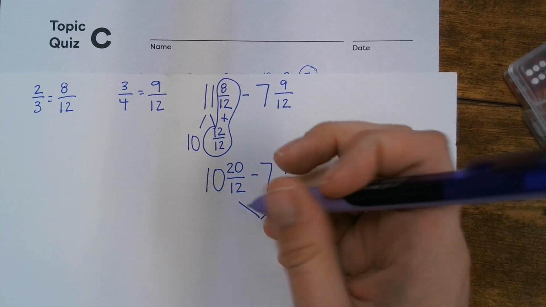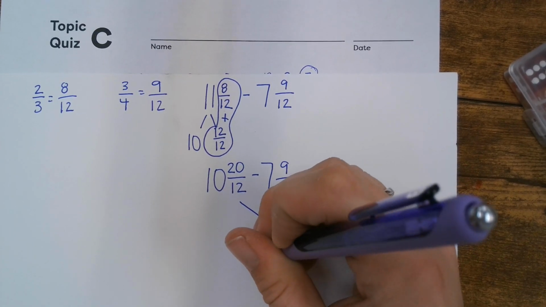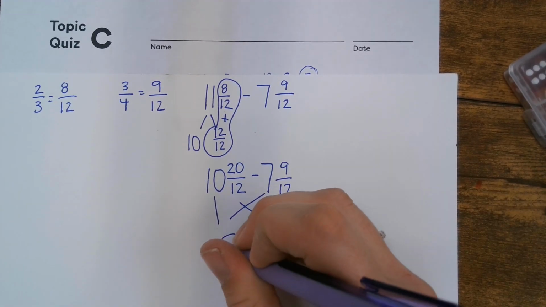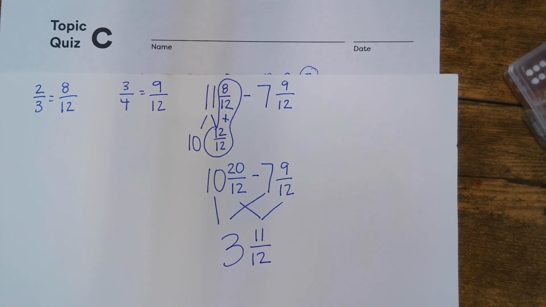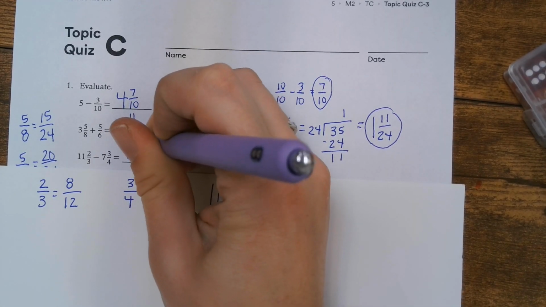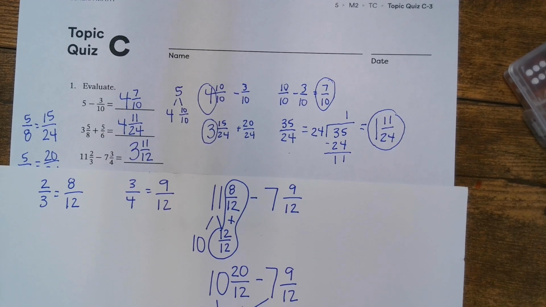20 twelfths minus 9 twelfths is 11 twelfths. 10 minus 7 is 3. So my answer is 3 and 11 twelfths.